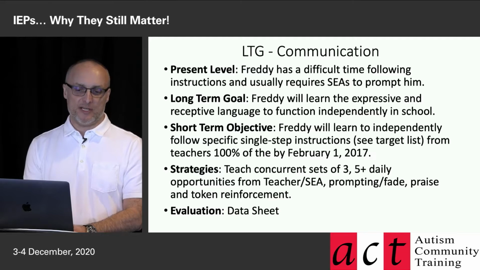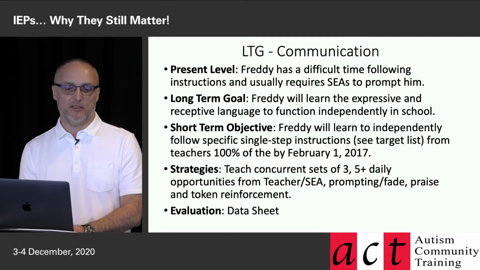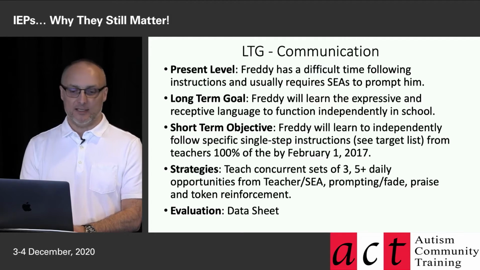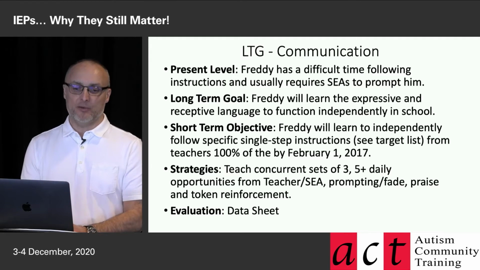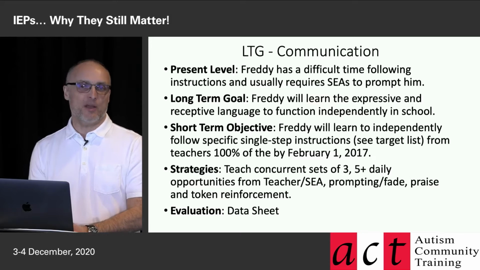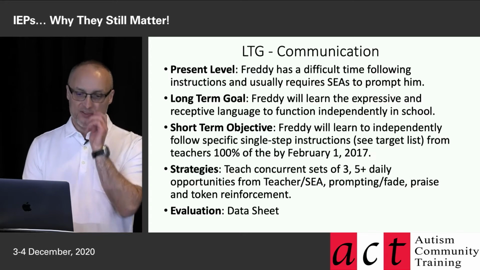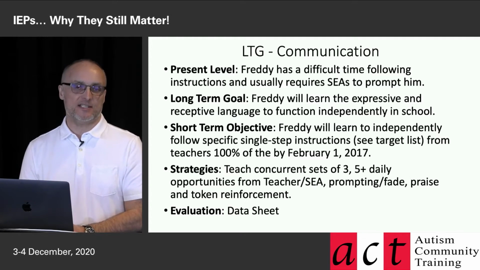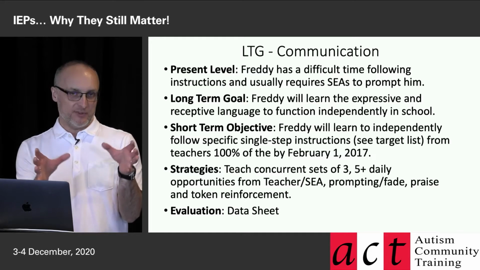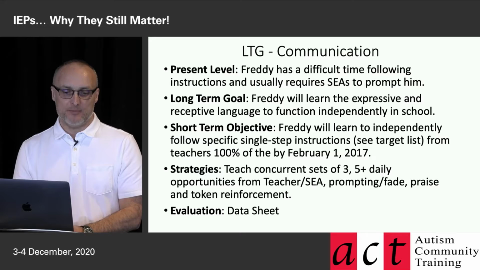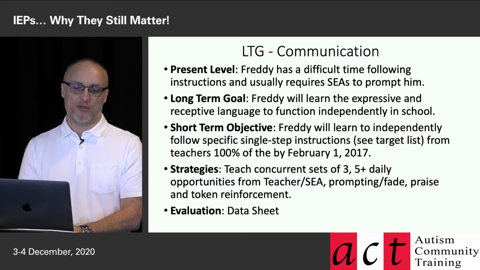The short-term objective to reach that is that Freddie will learn to independently follow specific single-step instructions, and it says refer to target list, from teachers 100% of the time by February 1st, 2017. The strategies are teaching 3 concurrent sets of 3. So that means working on 3 goals at a time simultaneously, 5 times daily opportunities from the teacher and the EA, prompting and prompt fading, praise and token reinforcement.